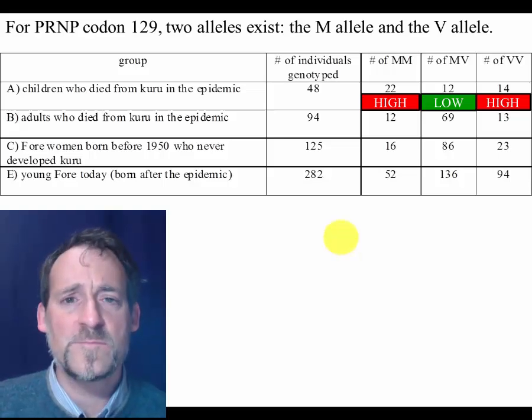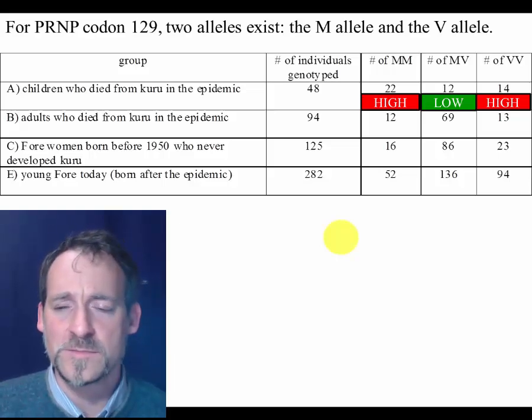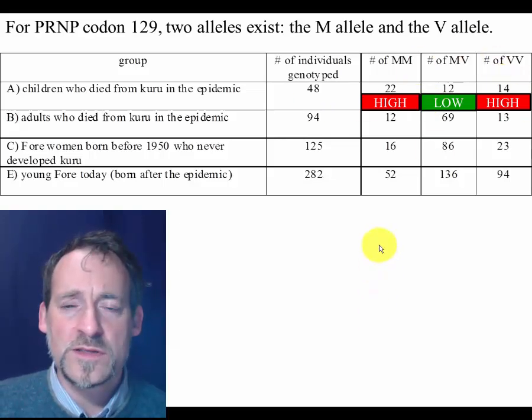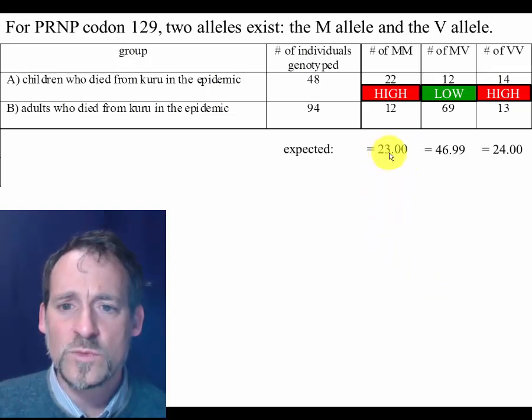Okay, you've been doing a lot of math. Let's check and make sure that you did all the math correctly, and then we'll move on to the interpretation. I worked out this group before in the last video. For the next group, what you should have gotten were expected values for 23, about 47, and 24.